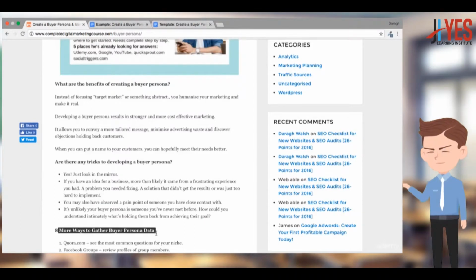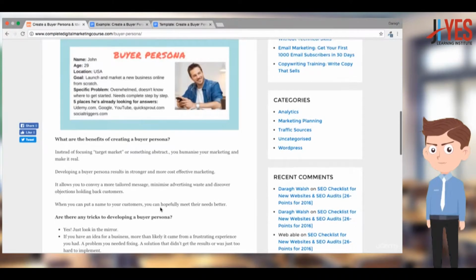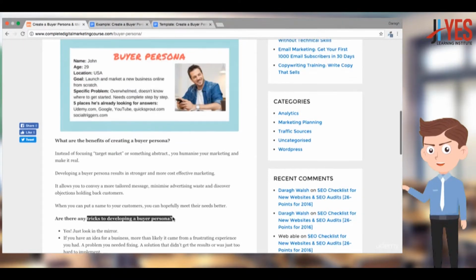Now, I know that might not be the solution for everybody, so in the next lecture I'll look at 8 more ways to gather buyer persona data. But just to keep it simple for the moment, and just so we get through all the concepts, let's just stick to that in terms of being the way that you develop a buyer persona.